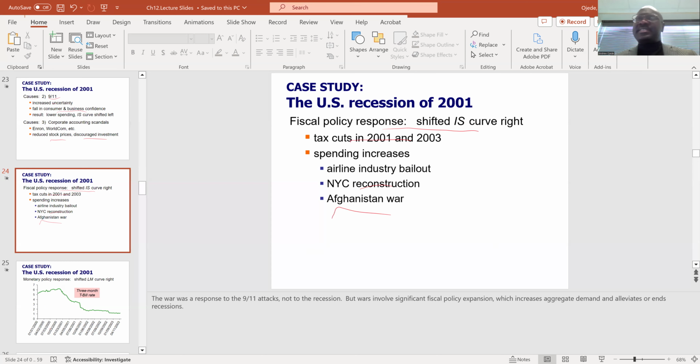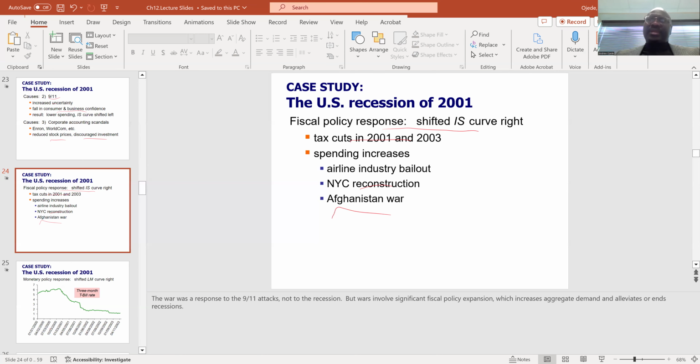Remember, after the 9/11 terrorist attack, Americans were not flying because people were very scared of flying. So most of the airline industry went bankrupt. The government had to bail out airlines like American Airlines and Delta. Some of those airlines received bailout funds from the government.